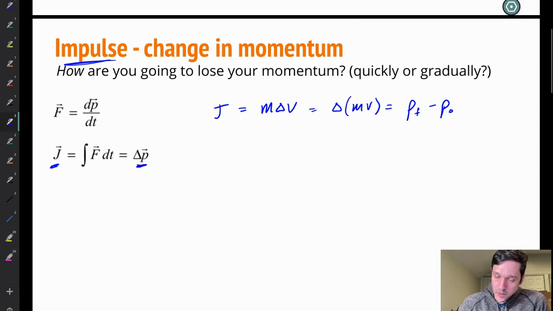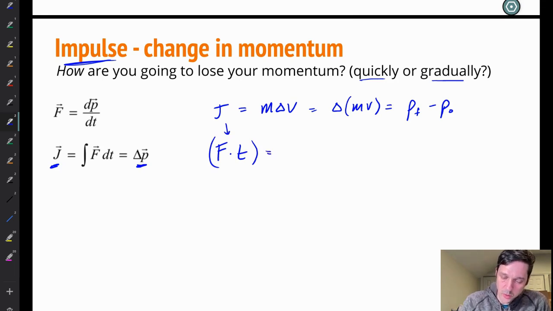And so one question of interest in this circumstance is how we're going to change our momentum. Is it going to be quick or gradual? The change in momentum can be accomplished by exerting a force for some amount of time. And that is the impulse, which will be equivalent to the change in momentum, m delta v.